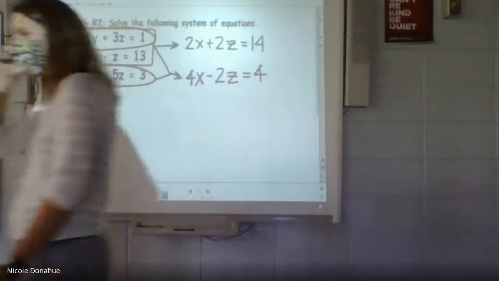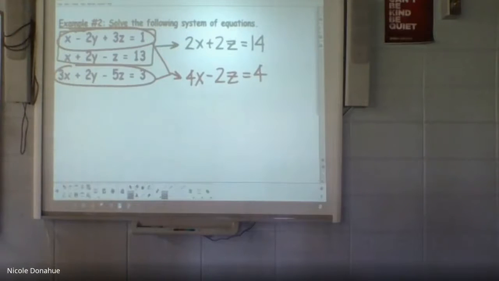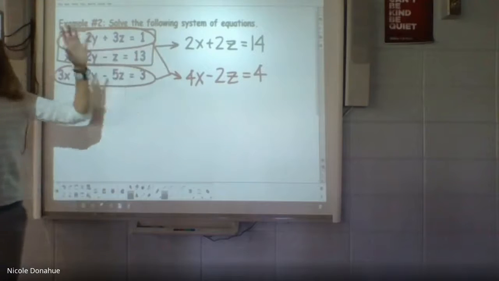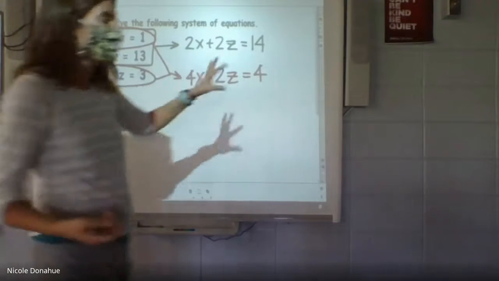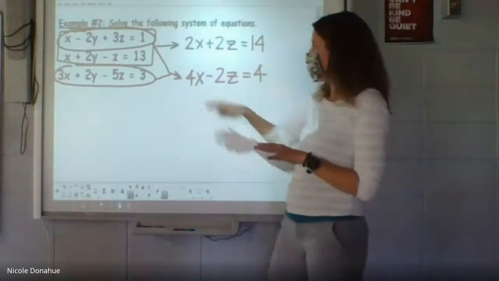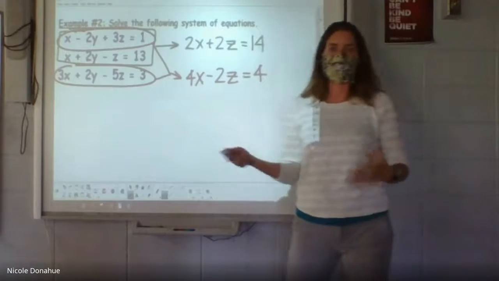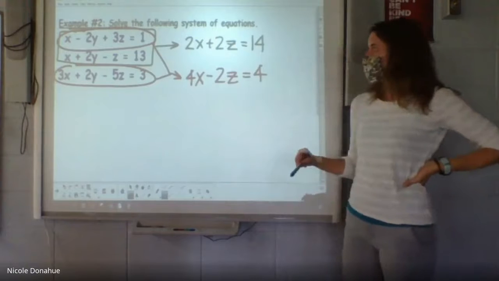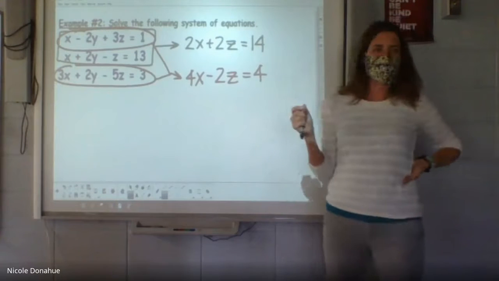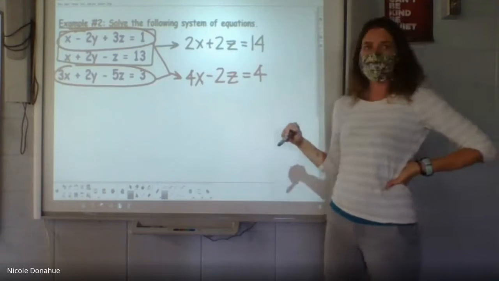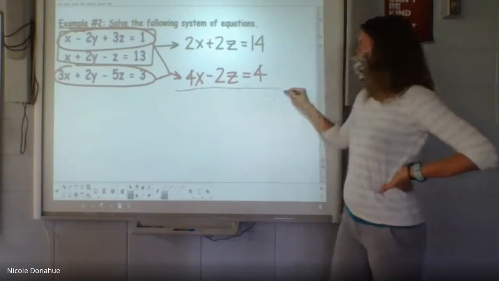Okay, so we now have it down to 2 equations with 2 unknowns. We know how to solve this. This is something we've known how to solve since Algebra 1. So at this point, we change this problem into an easier version of this. So are we okay with where we're at right now? Yeah. 2 equations, 2 unknowns.